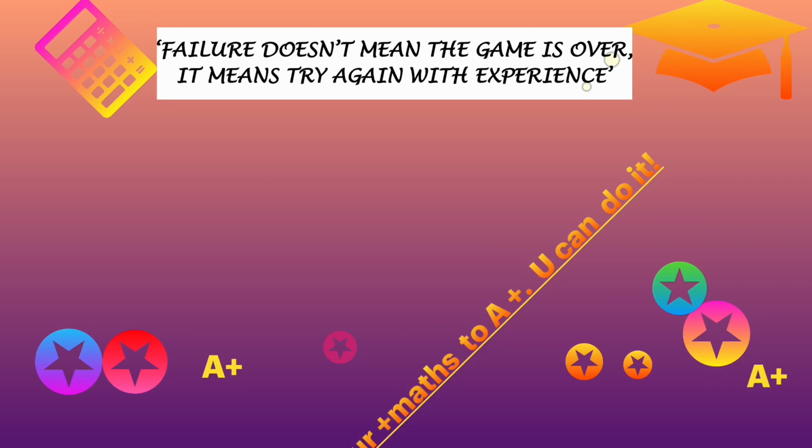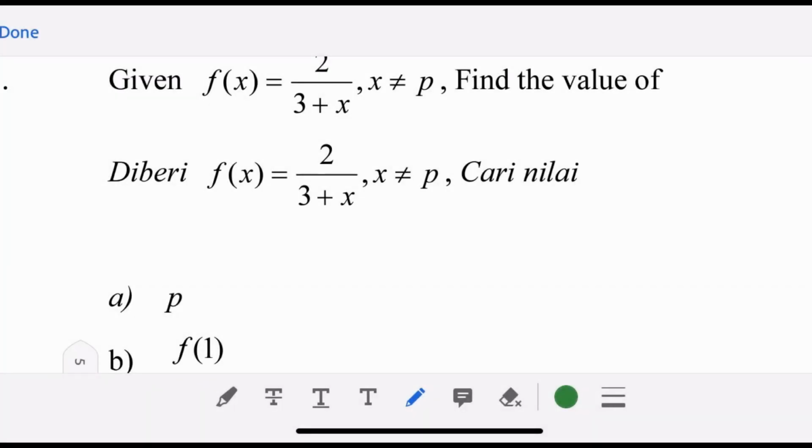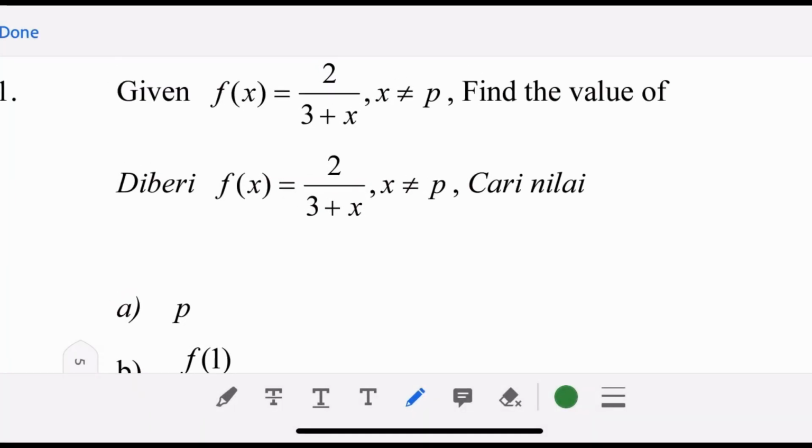So for you to do well in Paper 1, you have to keep on practicing. Try to understand the concept, and after that you have to recall and memorize the concept. The only way to memorize is to keep on practicing. So every day, try to do about 10 to 20 additional maths questions. Alright, let's have a look at question number 1.